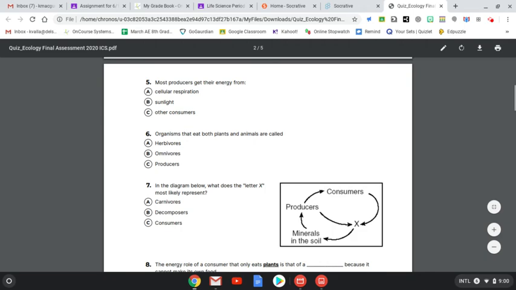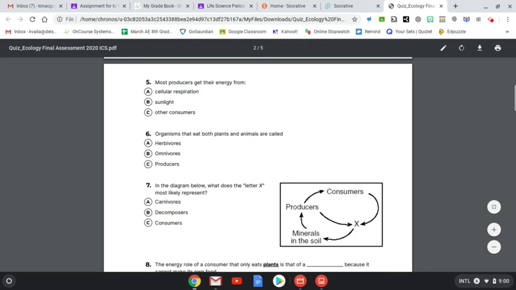Number 6, organisms that eat both plants and animals are called what? A, herbivores, B, omnivores, C, producers.